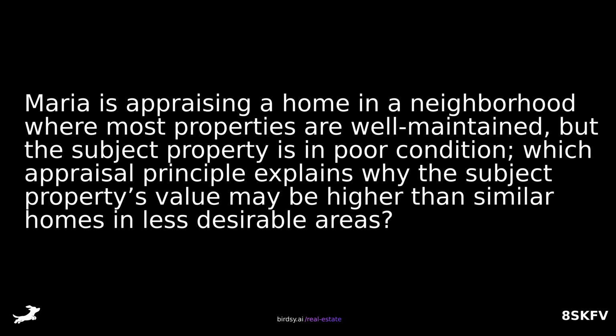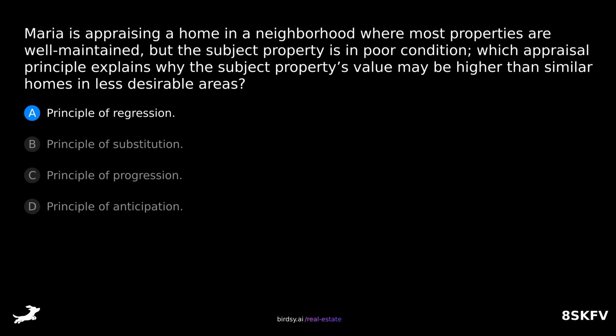Maria is appraising a home in a neighborhood where most properties are well maintained, but the subject property is in poor condition. Which appraisal principle explains why the subject property's value may be higher than similar homes in less desirable areas? Is it A, principle of regression, B, principle of substitution, C, principle of progression, or D, principle of anticipation? The correct answer is C.